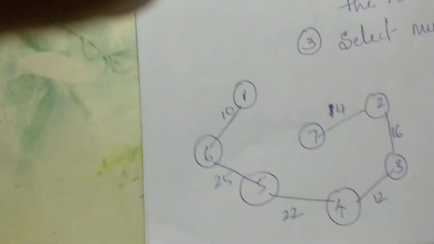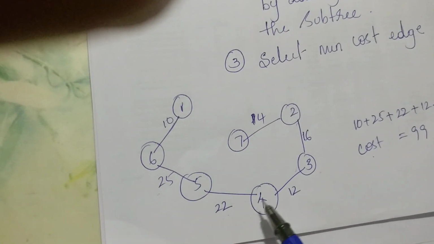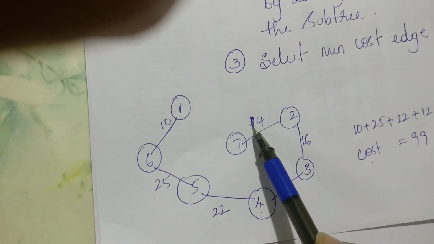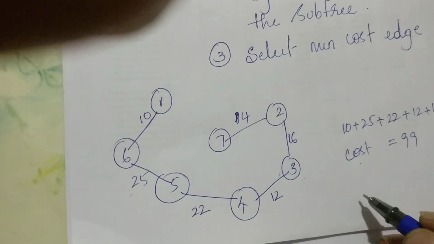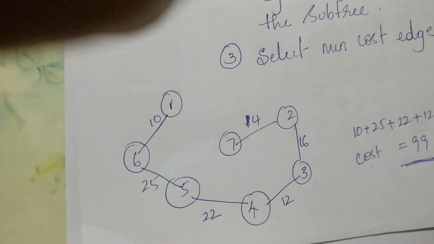So find the cost of this. That is 10 plus 25 plus 22 plus 12 plus 16 plus 14. That would be 99. So the minimum cost spanning tree will be giving us 99.